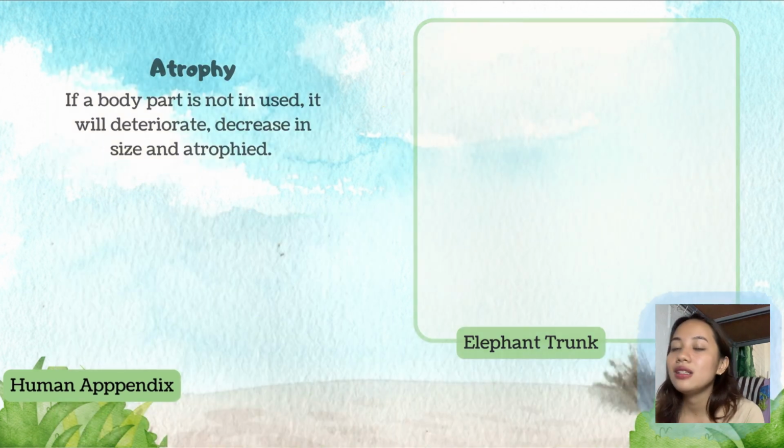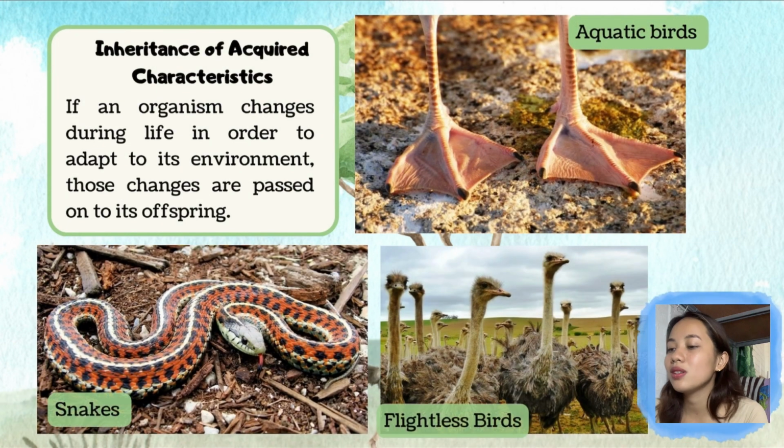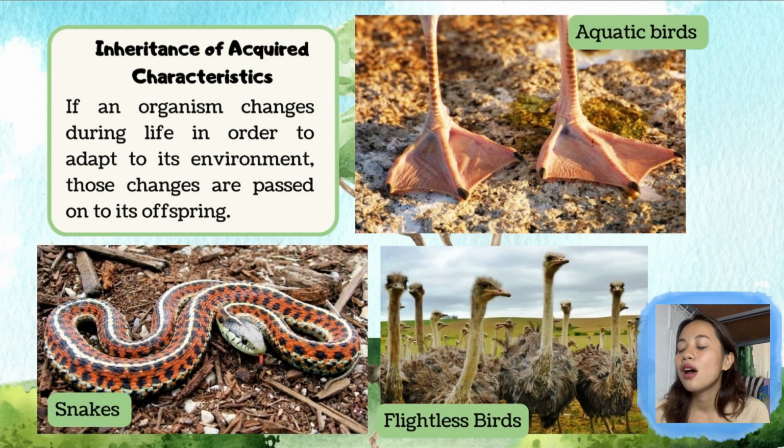Another example, under the inheritance of acquired characteristics, is the snakes. It is believed that snakes have evolved from lizards, and lizards have legs and limbs that they use to move. However, during evolution, snakes did not need those limbs and were just able to crawl, and the loss of those limbs was passed on to their offspring, giving us snakes now who have no limbs.